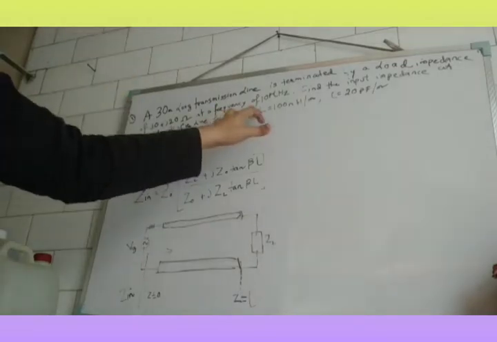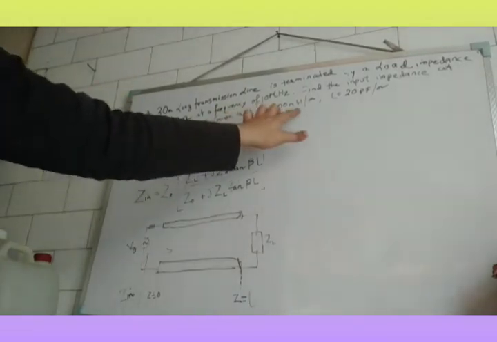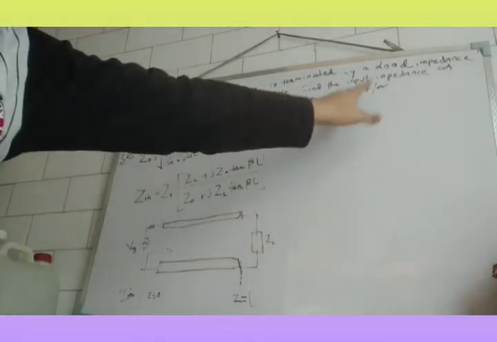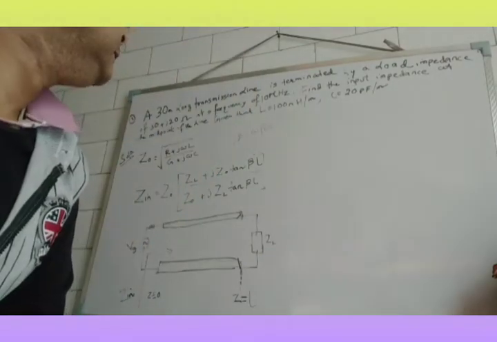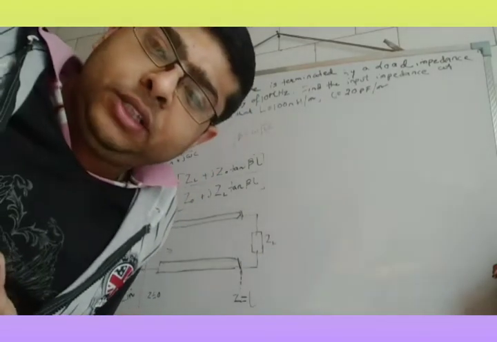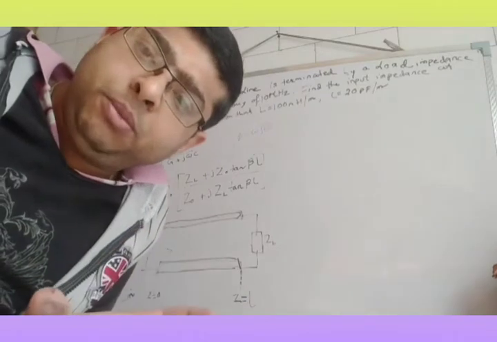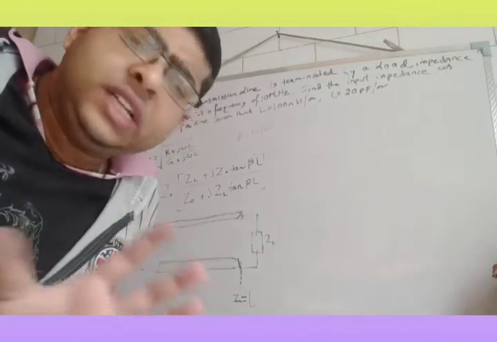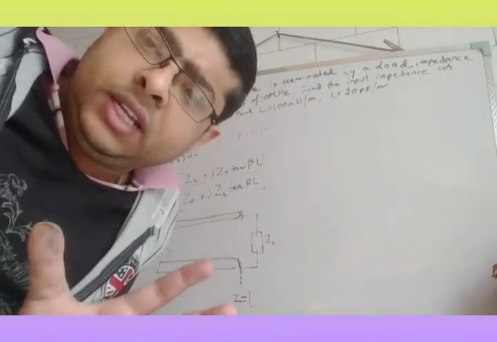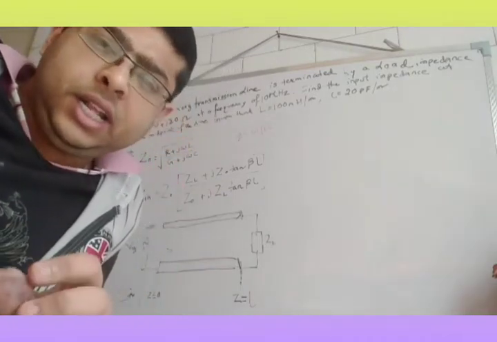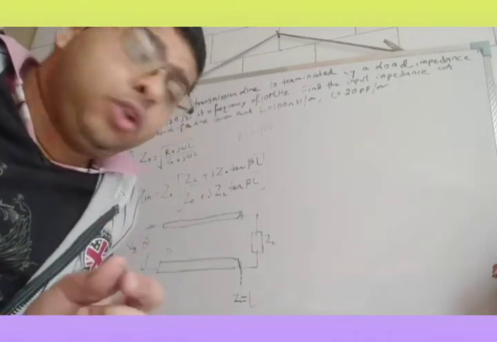Given that inductance L is 100 nanohenry per meter and C is 20 picofarad per meter. So you are asked to calculate the input impedance. I hope you know the formula for this input impedance. You can see any book or the starting material which I have already shared in the Google Classroom or in a group.